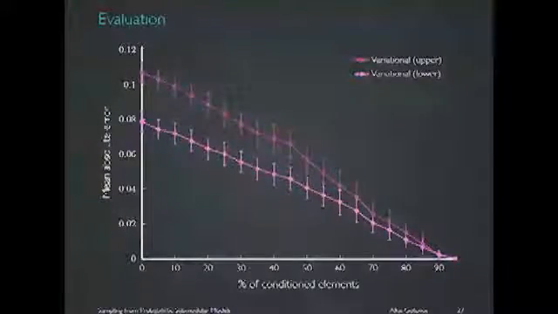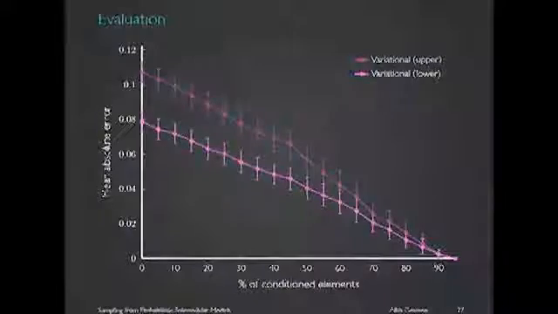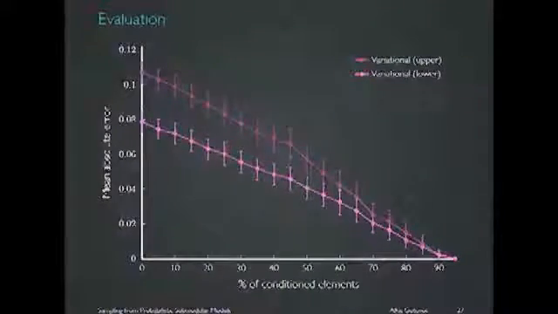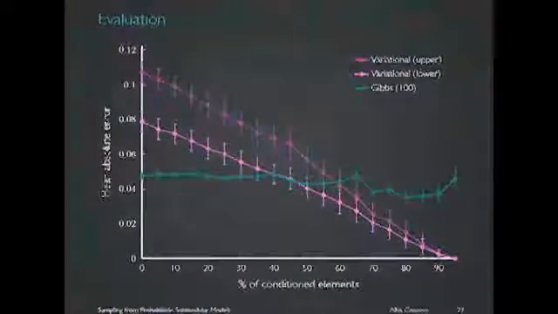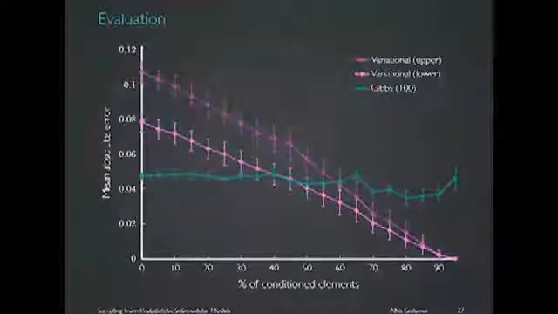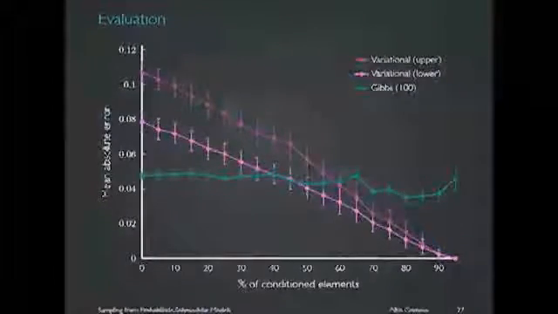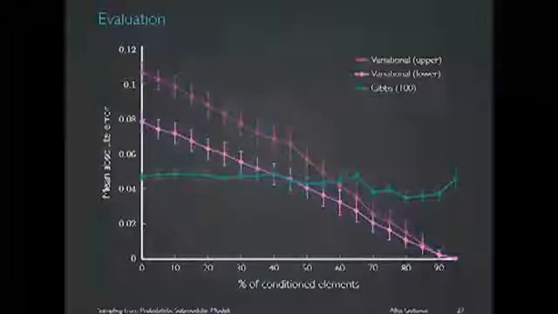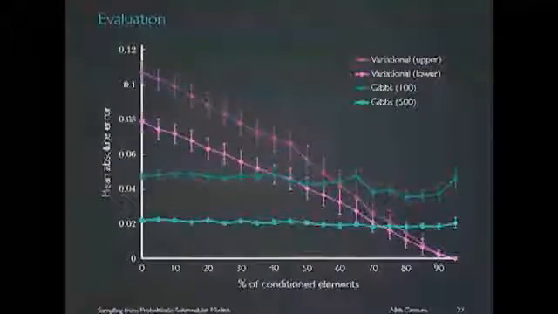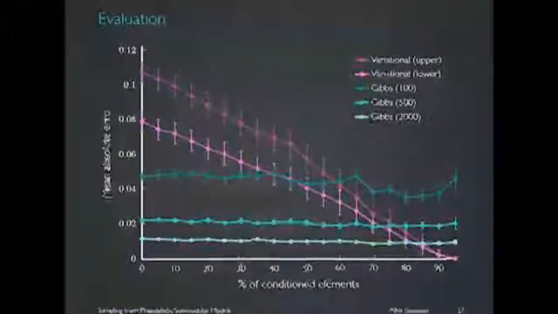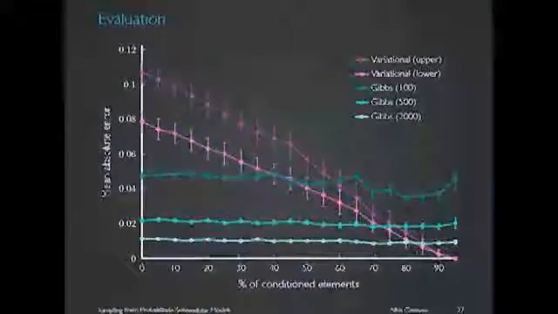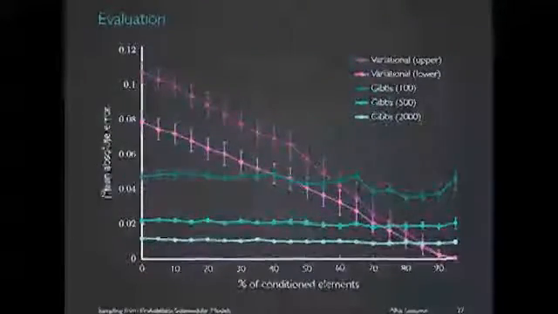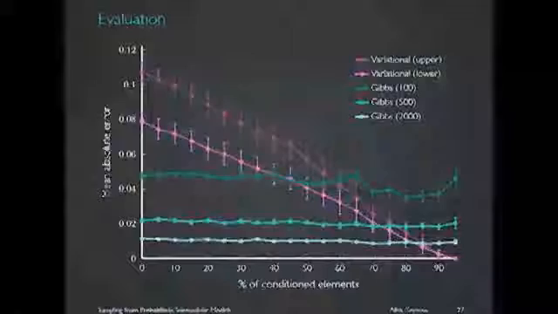that both of them start with a relatively high error, and as we condition on more and more elements, the error decreases. If you look at just 100 Gibbs iterations, you see that we get a fairly consistent error across all conditioning regimes. And if you increase the number of Gibbs iterations, this error gets lower and lower. So you see that we can beat the variational methods across most conditioning, except if we condition on almost all elements of the ground set.